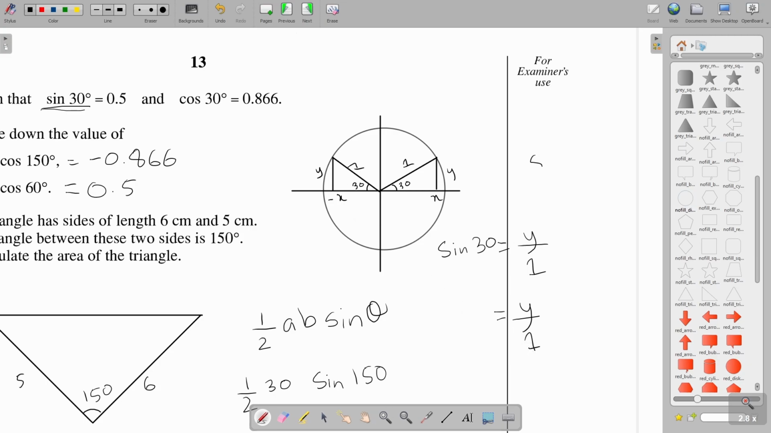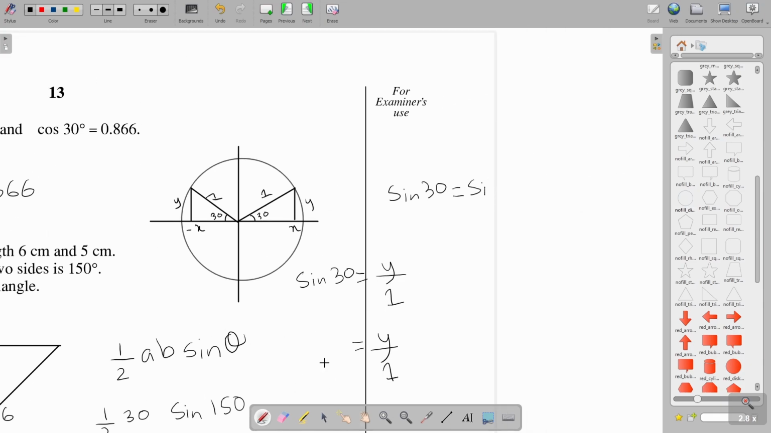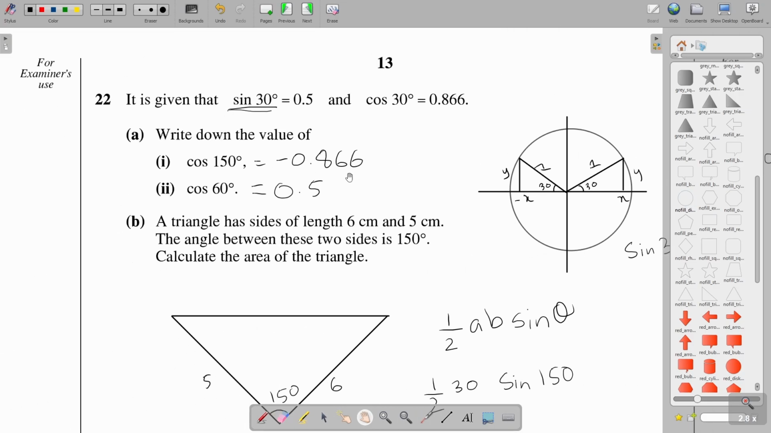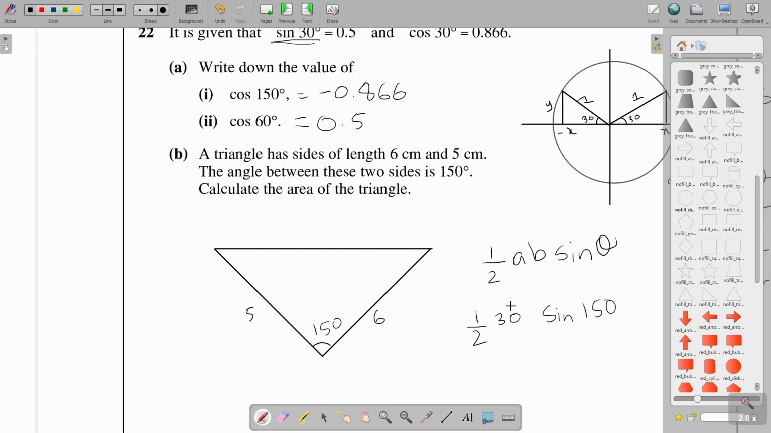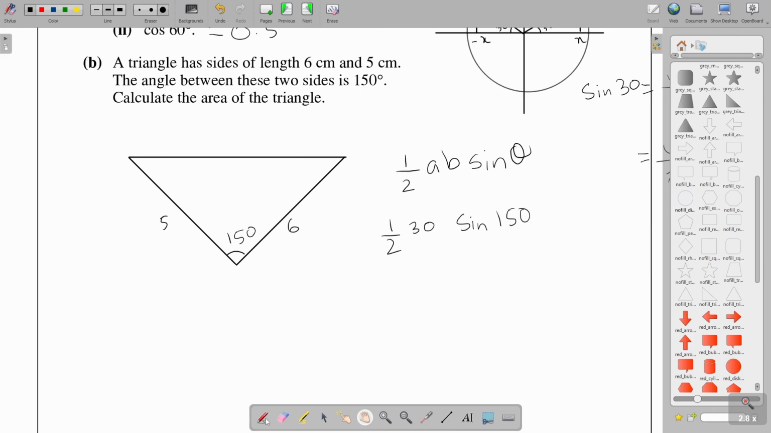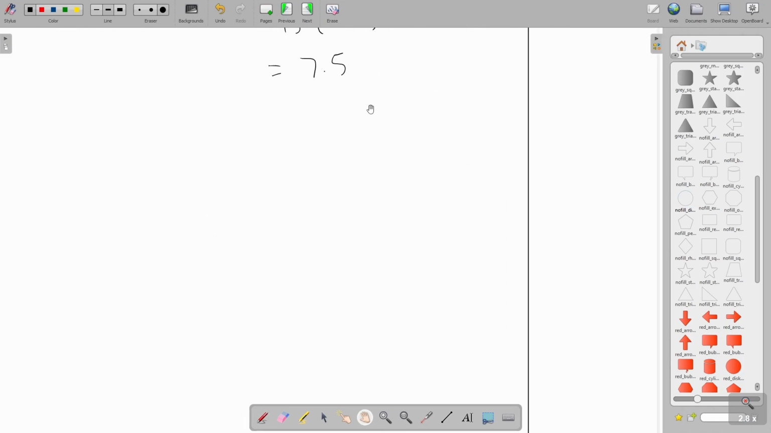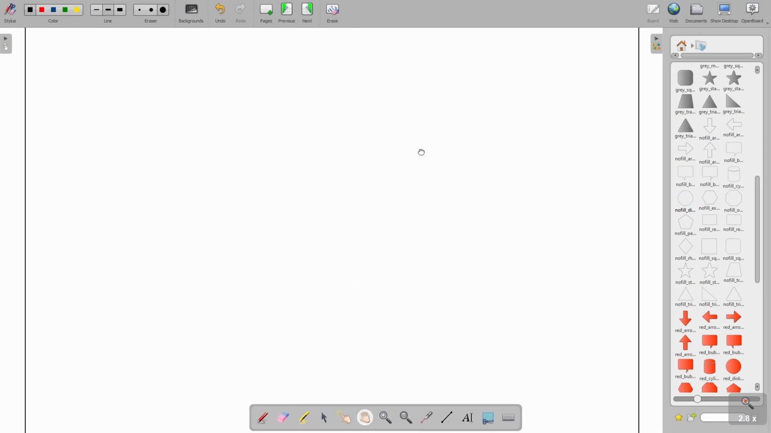So we can say that the sine of 30 is equal to the sine of 150. And since they already told us what the sine of 30 is, we know that this is equal to 0.5. So half of 30 is 15, and then 15 times 0.5 is equal to 7.5. So is there an answer space? There is an answer space.